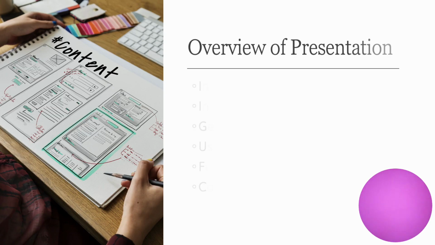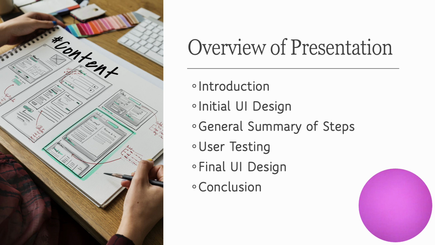For the overview of our presentation, there will be 6 topics: our introduction, the initial UI design, the general summary of all the steps we took, the user testing, the final user interface design, and a conclusion. Each of our project members will be going more in depth with each of these parts. And for the final UI design, there will also be a live demonstration.